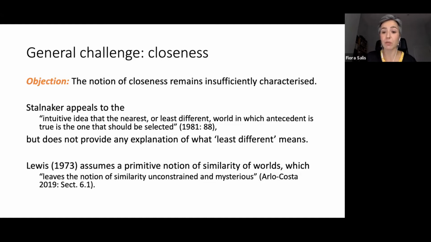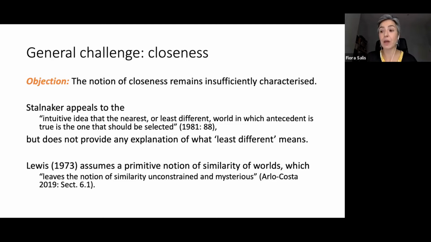The general challenge has to do with this notion of closeness. The notion that emerges from Stalnaker's and Lewis's framework is insufficiently characterized. Stalnaker appeals to the intuitive idea that the nearest or least different world in which the antecedent is true is the one that should be selected. However, he does not provide any explanation of what least different means. So it's an intuitive, perhaps a primitive kind of notion.